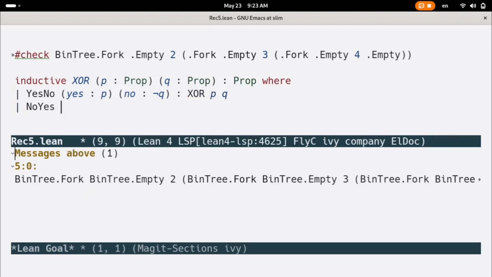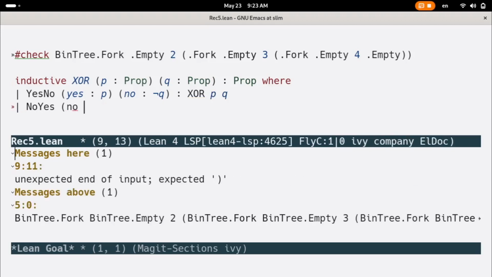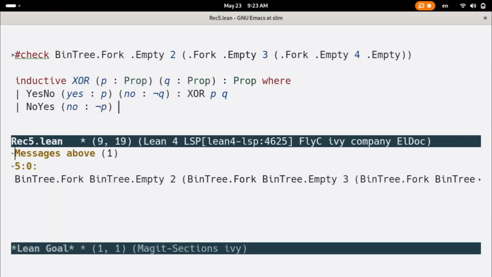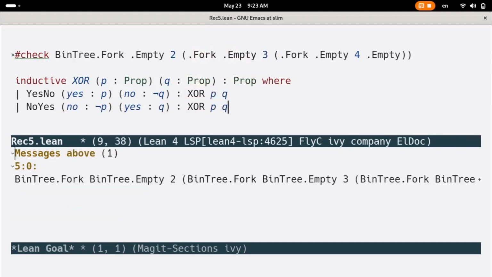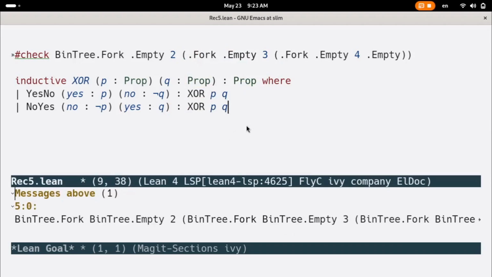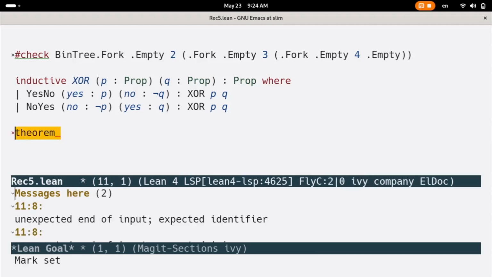Or the second way to construct a proof of XOR P Q, which I will call no_yes, is to supply a proof of negation P and a proof of Q to obtain a proof of XOR P Q. Once we have these definitions, we can use XOR like we use any other propositional connective like and or.